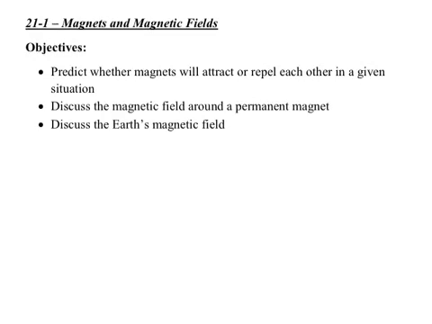21-1 is about magnets and magnetic fields. This is the beginning of magnetism. It's very theoretical, this section. There's no math in this section, okay? All theoretical. So we're going to do three things. We're going to look at predicting whether magnets attract or repel.